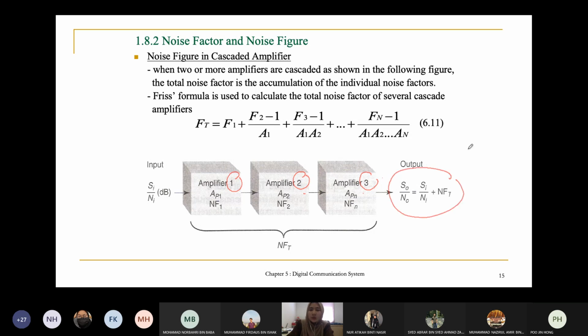can use this formula. Signal to noise ratio out is equal to signal to noise ratio at the input plus the noise figure, the total noise figure, NFT. So how to calculate the total noise figure? You need to use the Friis formula, which is this one. This is the noise factor. This is Ft, the noise factor.